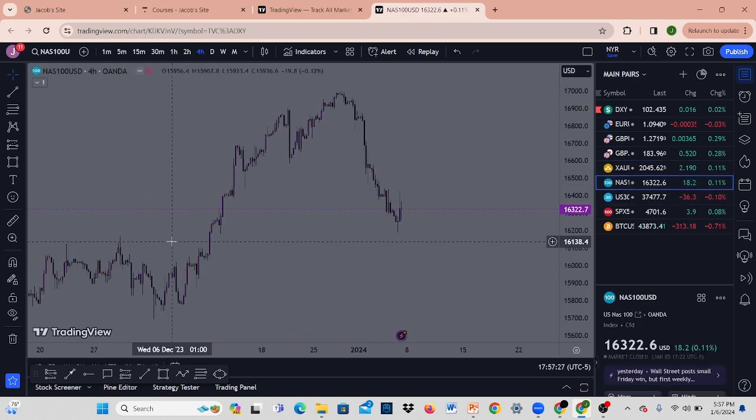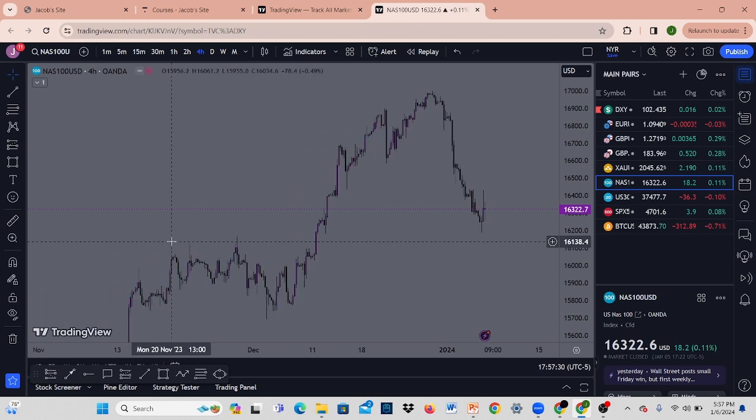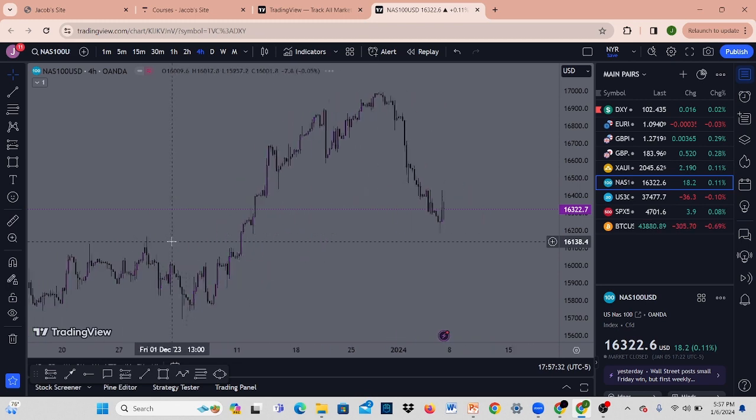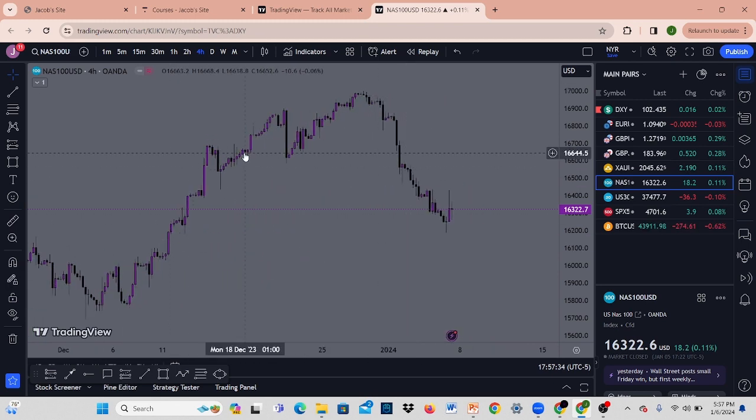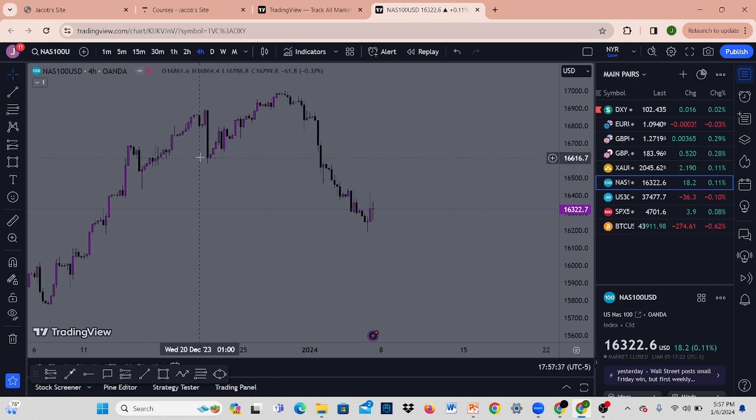Now going to the indices, which I love to trade. What did we get here? Break of structure, right? This was our last noticeable higher low. Look what happened. Market broke below it.